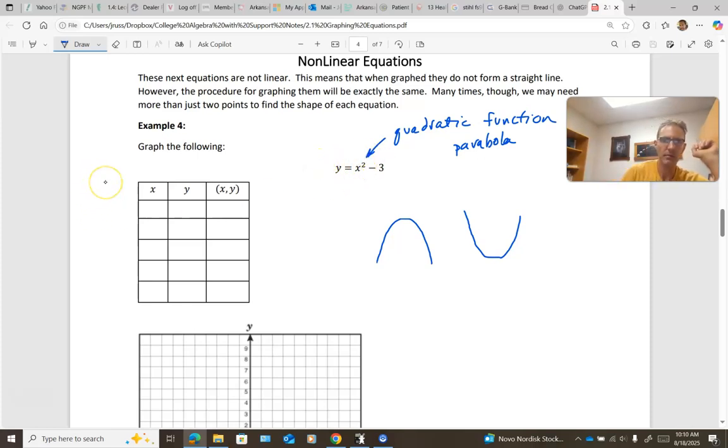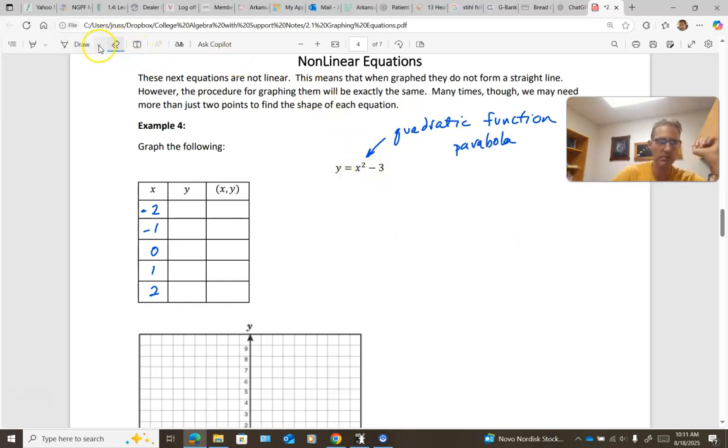And so I'm going to be a bit symmetrical about this. These are the values of X that I'm going to choose. I'm going to let X be -2, and then -1, 0, 1, and 2. We'll plug these into X and see what we get for Y.